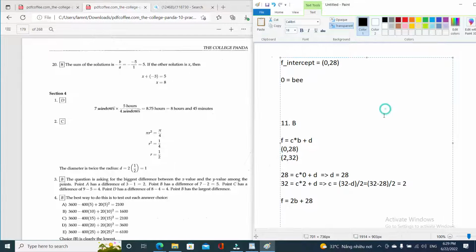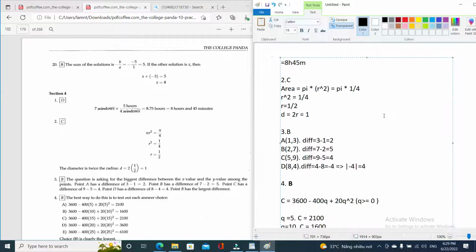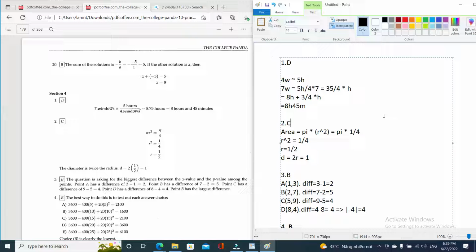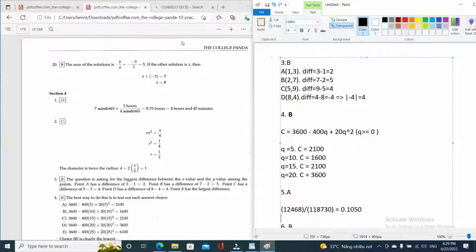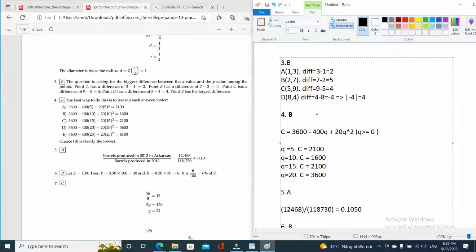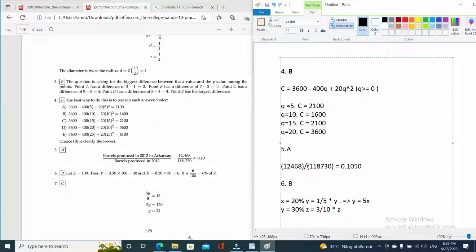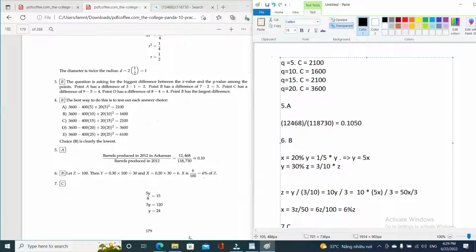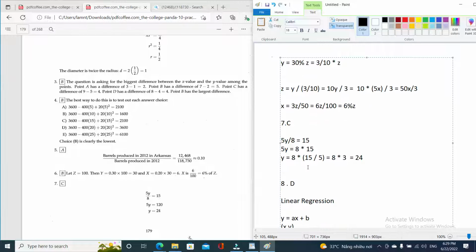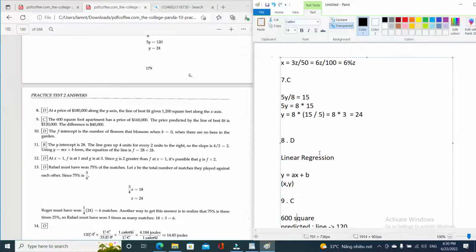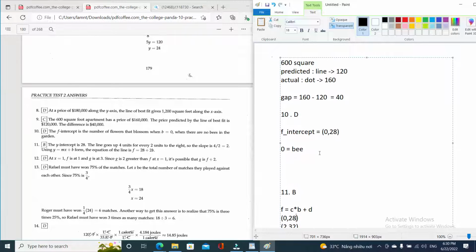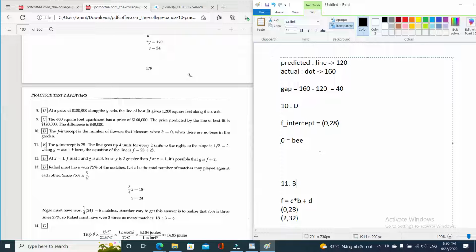Let's check. 1 is D, 2 is C, correct? 3 is B, 4 is B, 5 is A, okay, very good. 6 is B, which is good. 7 is C, that's very nice. 8 is D, 9 is C, 10 is D, and 11 is B. So that's all correct. So good so far.